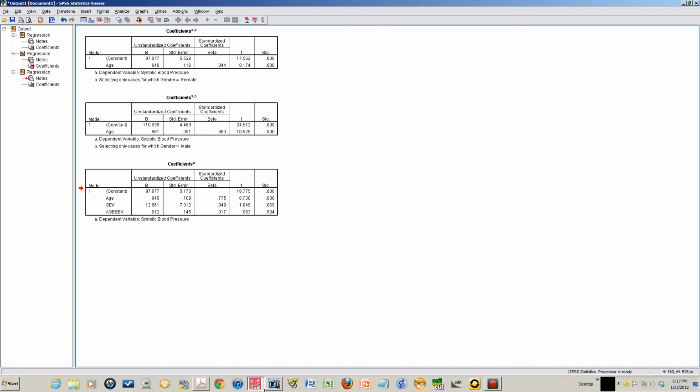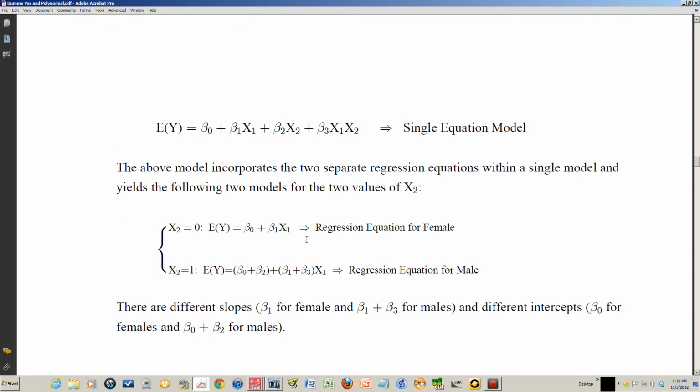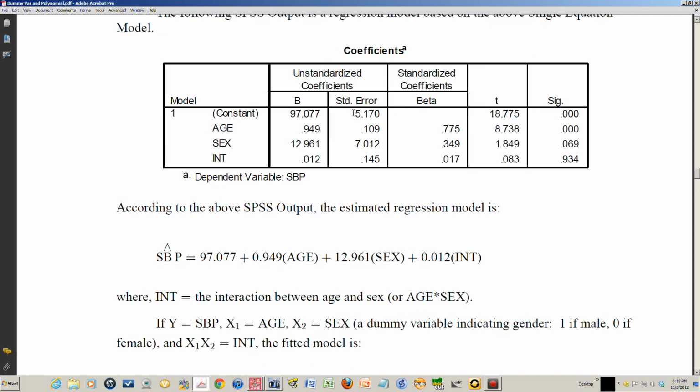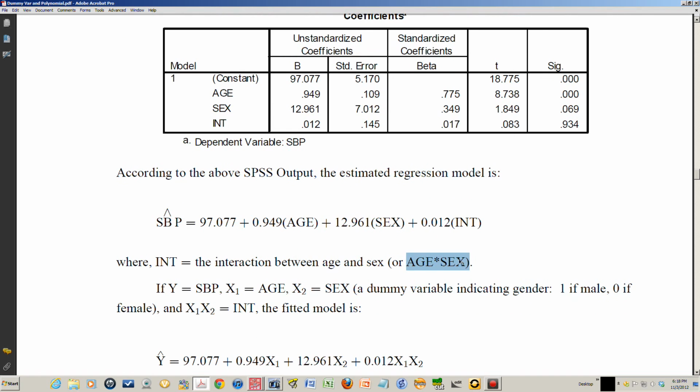Okay, if you look at the notes, you see I ran this regression, exactly the same thing here. I just put it in the notes here. And this is the regression equation. You see you have the estimate of systolic blood pressure, the intercept, this is the slope for age, and then the coefficient for sex. And then INT here is interaction. I call it age sex, but INT is interaction here, which is age times sex.